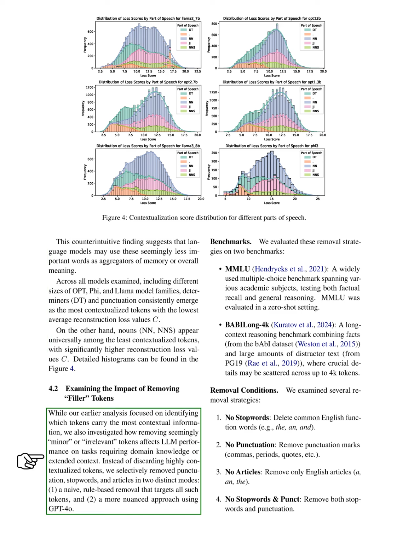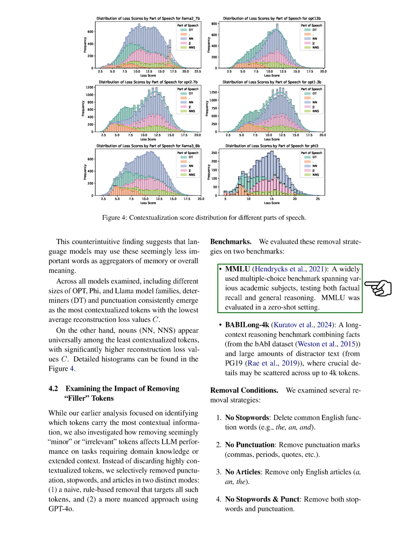We also explored how removing filler tokens impacts the performance of language models on tasks requiring domain knowledge or extended context. Instead of removing highly contextualized tokens, we selectively eliminated punctuation, stop words, and articles using two methods: a simple rule-based removal and a more refined approach using GPT-4o.